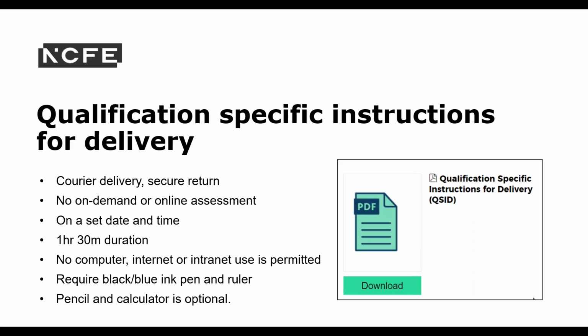For all subject areas in the Level 1/2 Technical Award, the same rules apply, and these are that the external assessment paper will be delivered and securely returned to us. There is no online option available. The external assessment lasts an hour and a half and is on a set day and time. The learners don't need internet or computer access to complete the external assessment. And learners need a black or blue pen and a ruler, with pencils and calculators being optional.